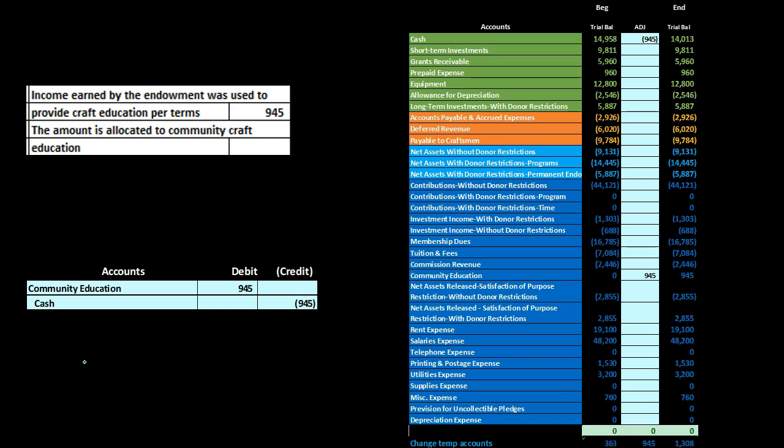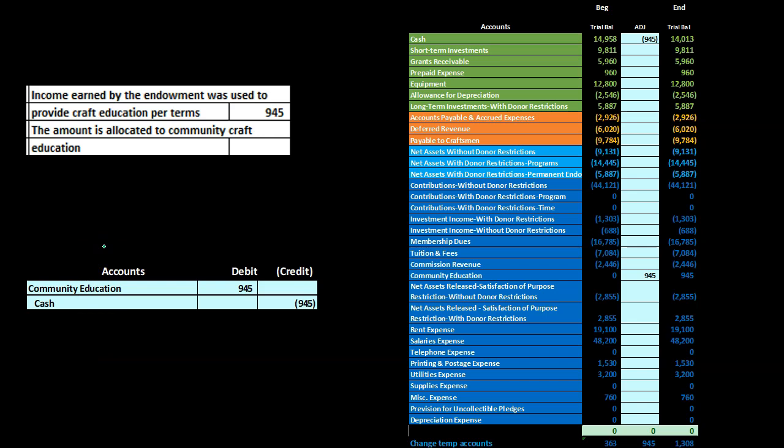We then took that income and used it for craft education, because that's what the endowment told us to do. Those were the terms of the endowment. You can think of an endowment typically as something like an investment, oftentimes a permanent one. We take the income on the investment and use it in accordance with the terms of the endowment, oftentimes not touching the principal, so we have to make sure we use the interest in accordance with the terms. And the terms here were to use it for craft education.